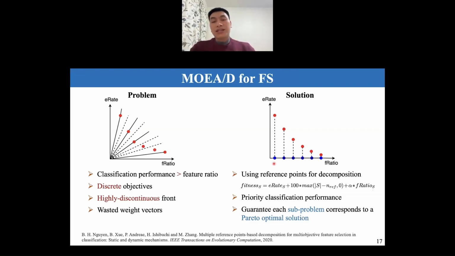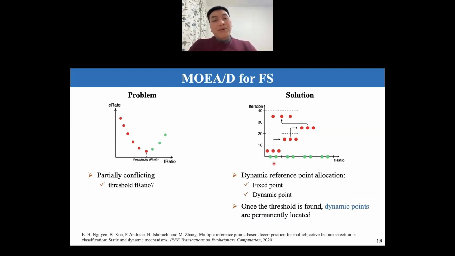Towards reducing the error rate, or improving the classification performance. Okay. Another problem in feature selection is, although it is said that feature selection is a multi-objective problem, in fact I will call it a partially multi-objective problem because the two objectives are partially conflicting.